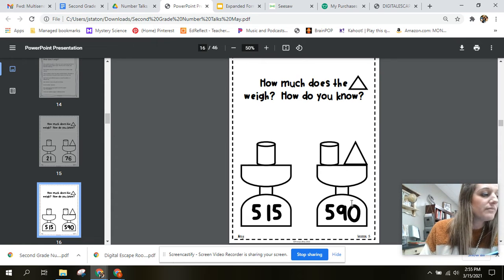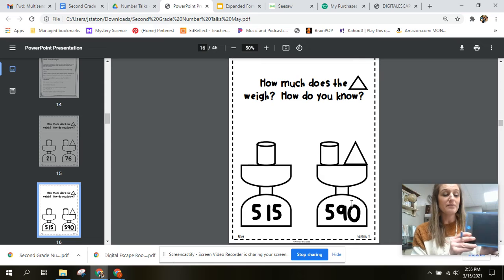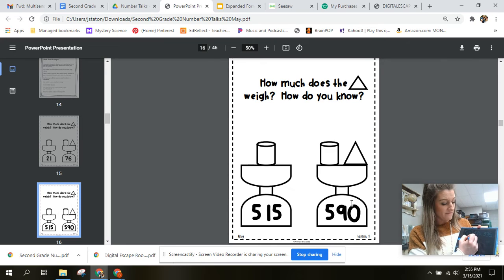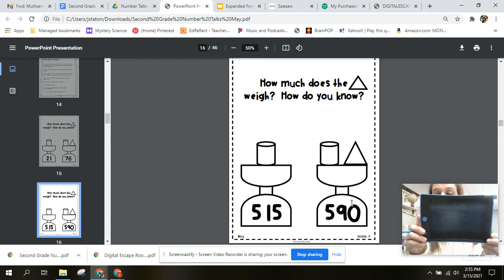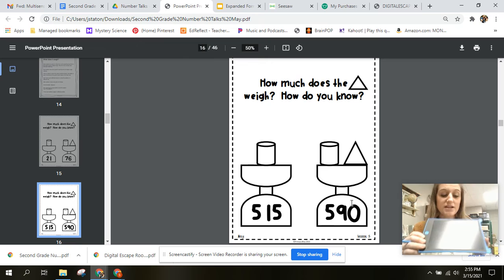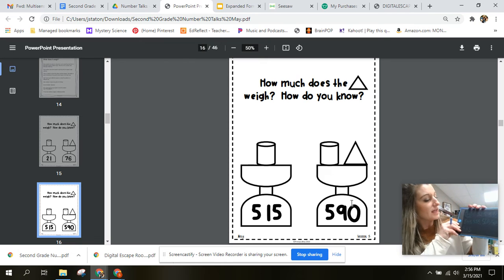We can start with 515. Let's count by tens. Ready? 525, 535, keep going, 545, 555, 565, 575, we're getting close, 585. Can I do 595? Tell me why. Because we can only get to 590, right? So I'm going to count how many I hopped. I'm going to hop and count: 10, hop, 20, hop, 30, hop, 40, hop, 50, hop, 60, hop, 70.